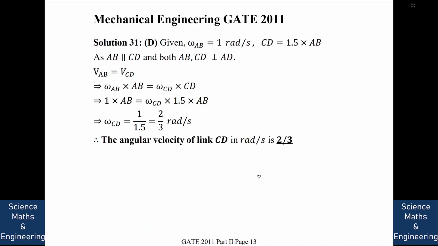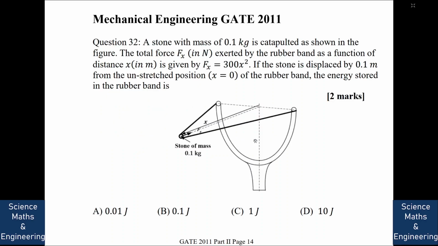So from here, we know linear velocity is equal to angular velocity into the length of the object. So omega AB into AB is equal to omega CD into CD. So from here we get omega CD is equal to 2 by 3 radian per second. So the angular velocity of link CD is 2 by 3 radian per second. So we'll go to the next question.